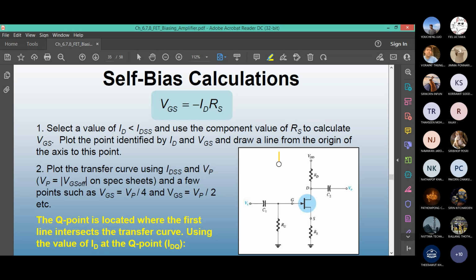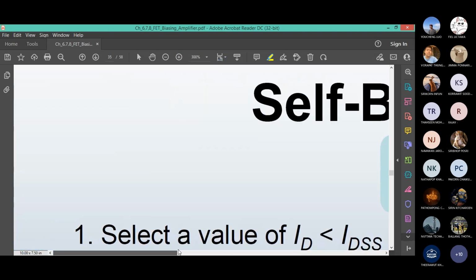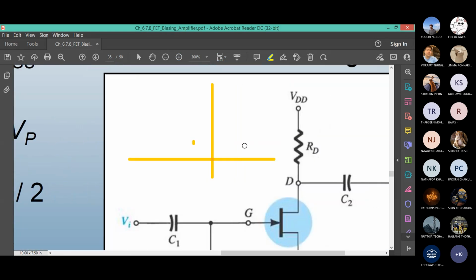I'm drawing a curve. So when ID is 1, VGS is negative 1. Your dot is here. Let me zoom. And try with a few other values before you reach IDSS. And then this is 1 and 1. This is VGS. And this is ID. The axis is like this.